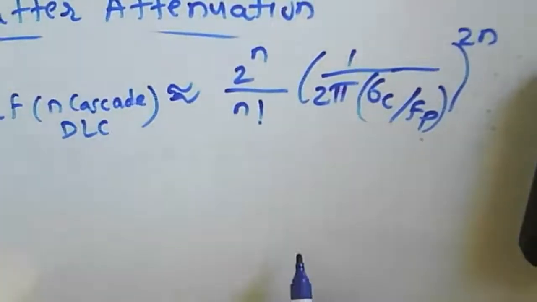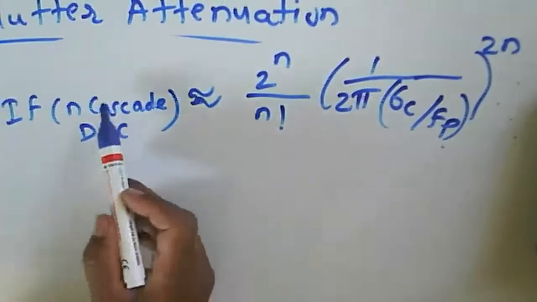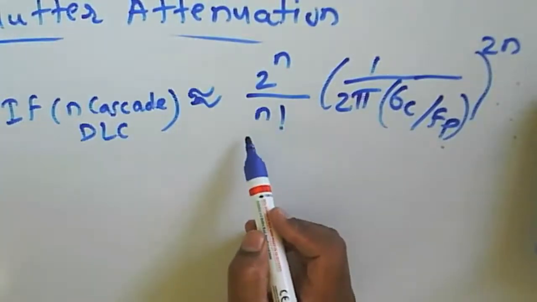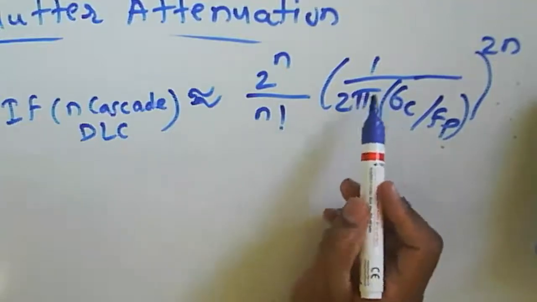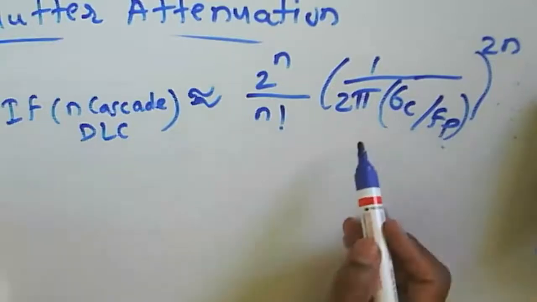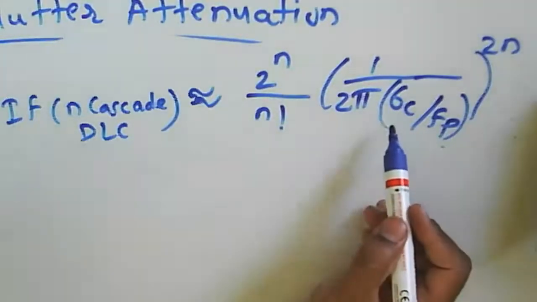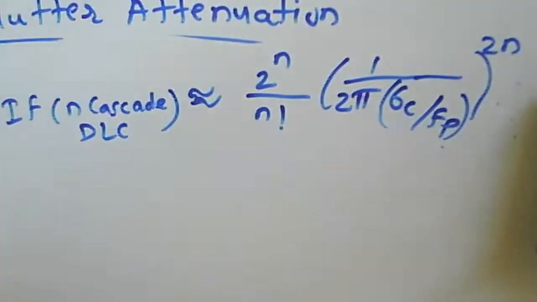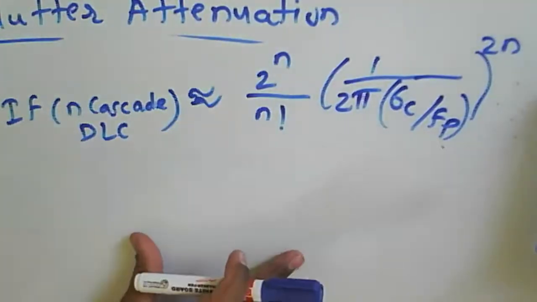This one is about the improvement factor for the nth cascade, which is approximately 2 raised to n by n factorial into 1 by twice by sigma c by fp raised to twice n. Sigma c is the clutter standard deviation. So we can say that instead of a single delay line canceller, there will be an nth delay line canceller.